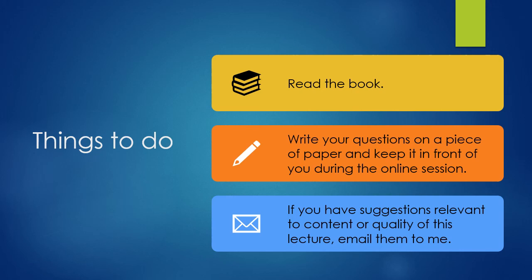At the end of this lecture, I ask you to read the book and do the homework that I assigned. Make parallel traces for both machine instructions using the assumptions that I have given you, and if you need to make more assumptions, make them and write them alongside the parallel trace so that when you look at your parallel trace again, you can understand why you did a certain thing or you wrote a certain point. Write your questions on a piece of paper and keep it in front of you during the online session.